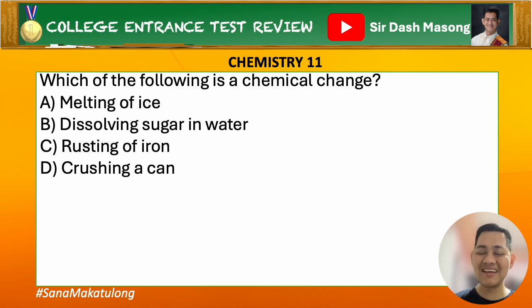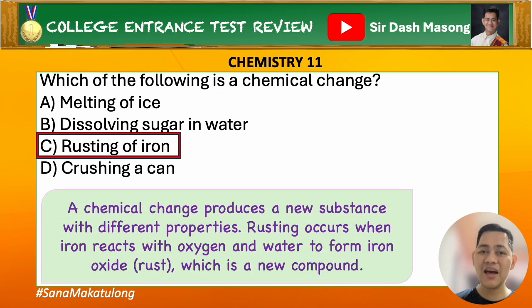Go! Try to pause this video and answer it on your own. The correct answer is letter C, rusting of iron. Bakit? Yung chemical change, it produces a new substance with different properties. Yung rusting of iron, it occurs when iron reacts with oxygen and water to form yung iron oxide, yung rust, which is a new compound.